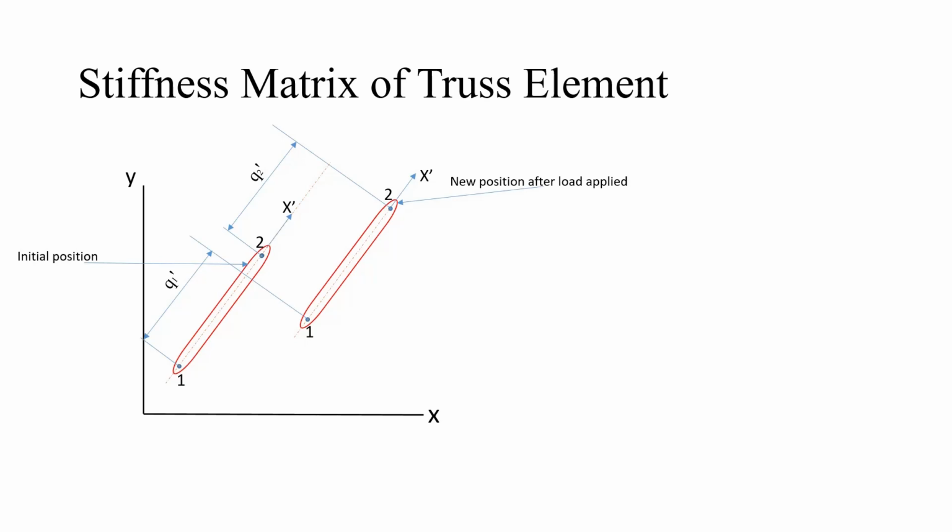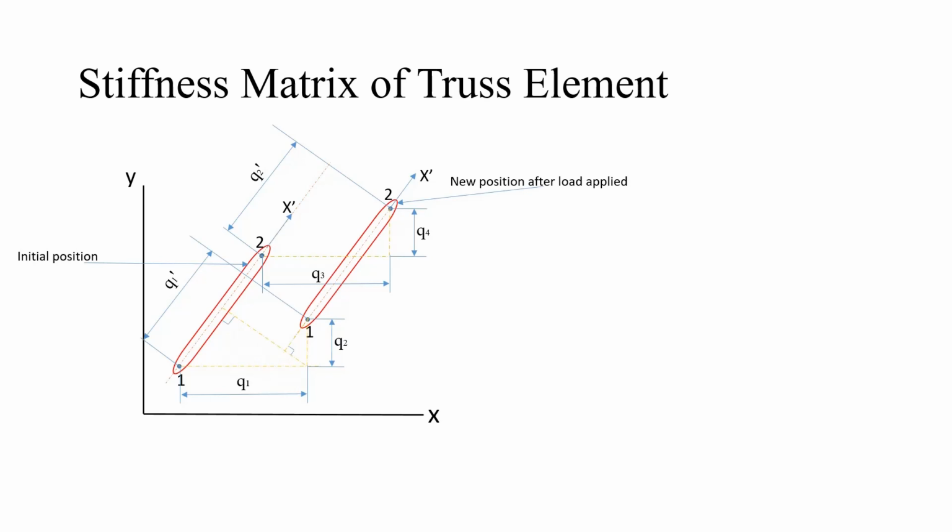direction, that is locally. Now if you consider it with respect to the global coordinate systems x and y, each node will have 2 degrees of freedom. That is, node 1 will displace by distance q1 in x direction and q2 in y direction. In a similar fashion, node 2 will displace by q3 in x direction and q4 in y direction. So q1, q2, q3 and q4 are displacements of node 1 and 2 in x and y direction.